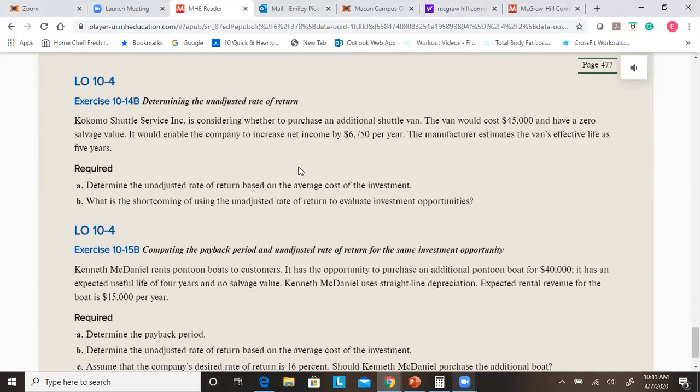So you have a van. It has an average increase in net income of $6,750. So go ahead and figure out your internal rate of return, or I should say rate of return.